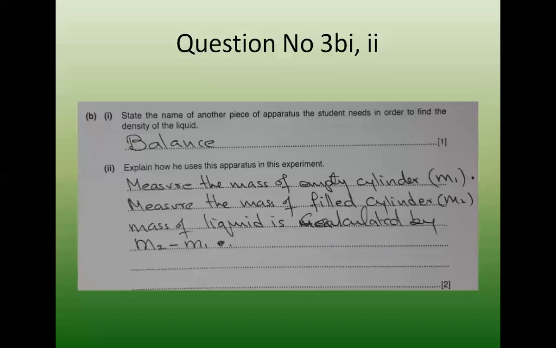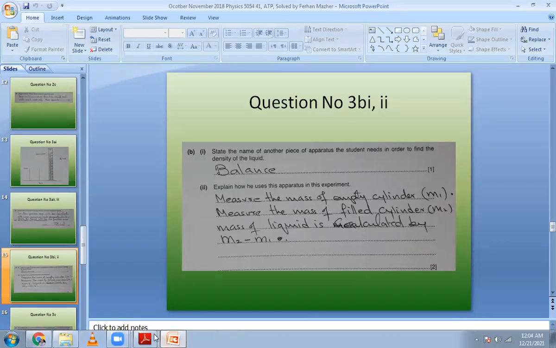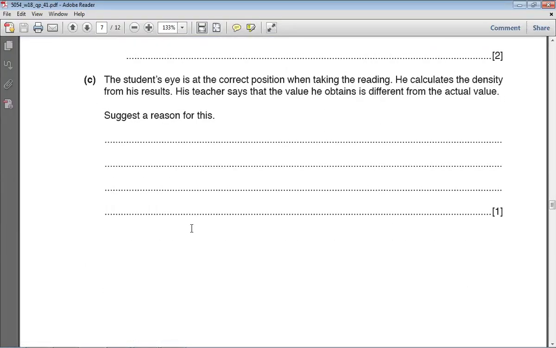Okay, so measure the mass of the empty cylinder, M1, measure the mass of the filled cylinder, M2. Mass of liquid is calculated by M2 minus M1. Okay. Now, he says the student's eye is at the correct position when taking the reading. He calculates the density from his results. His teacher says that the value he obtains is different from the actual value. Suggest a reason for this.